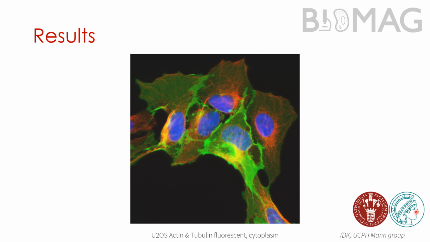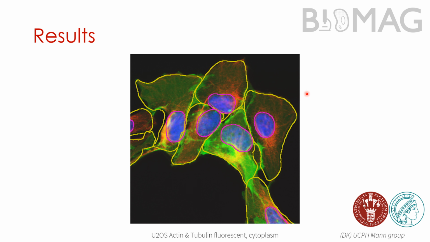The next project is with the Matthias Mann group at the University of Copenhagen and Max Planck Institutes in Denmark and Germany respectively. This is an example U2OS cell culture fluorescently stained for actin and tubulin, and this time we wanted to also identify the cytoplasm, so we trained a different model for that. I also displayed the nucleus detections here, but it was rather easy on this nice image.